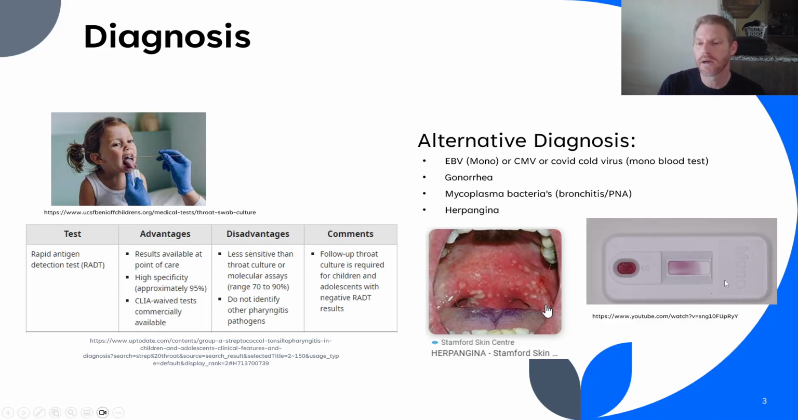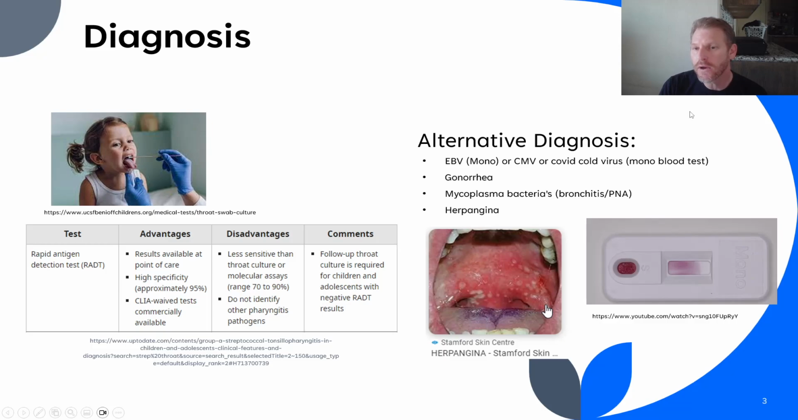I put a little diagram or a little picture showing the monospot, which is also a rapid antigen test that you can do. You can also send for blood work and check Epstein-Barr virus patterns, and you can actually check strep in the blood as ASO, although it might not be positive if it's early.